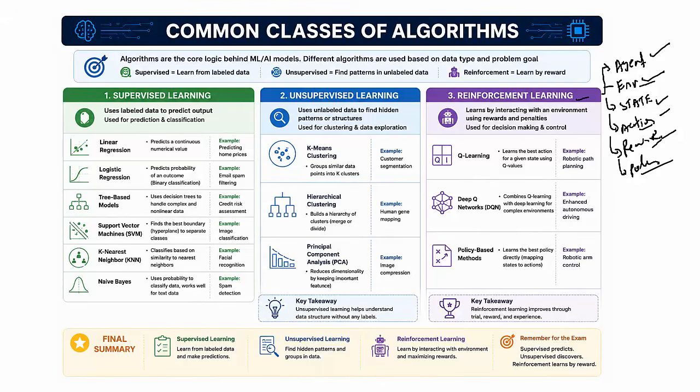Same like, a husband wants to avoid an argument at home. So wife is angry, dinner is late, cricket match is on. So possible actions: argue, stay silent, apologize. So after experience, he learns in this situation, bringing ice cream gives the best reward. That is Q learning.